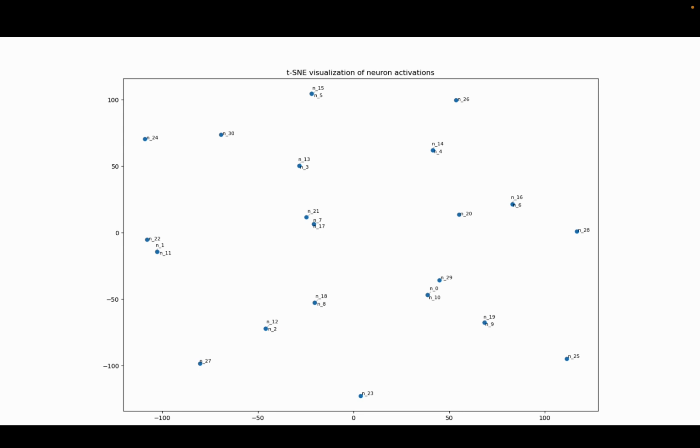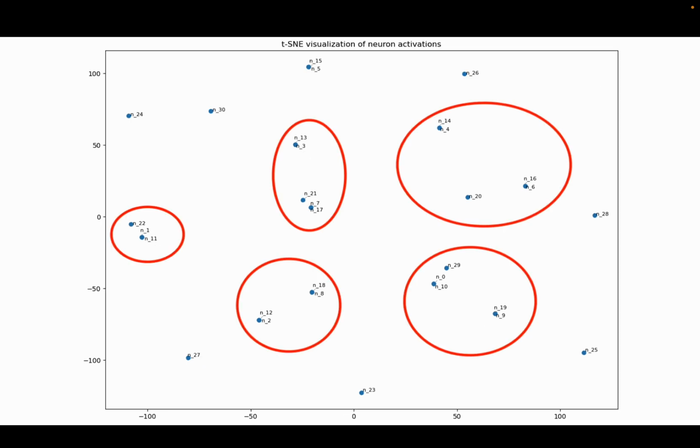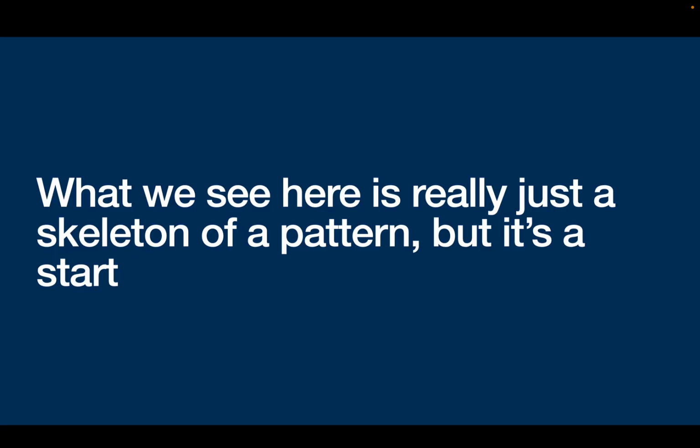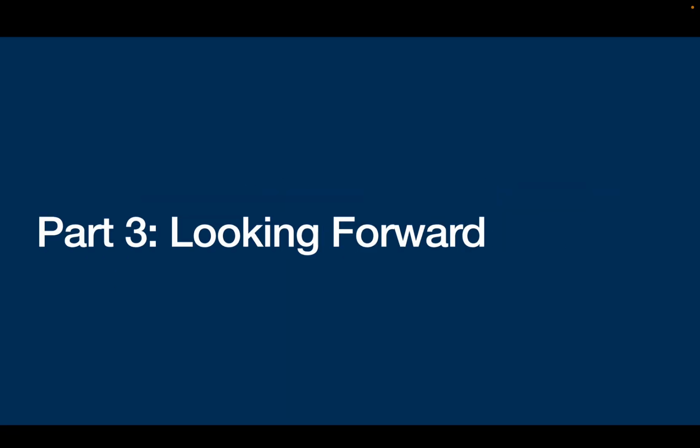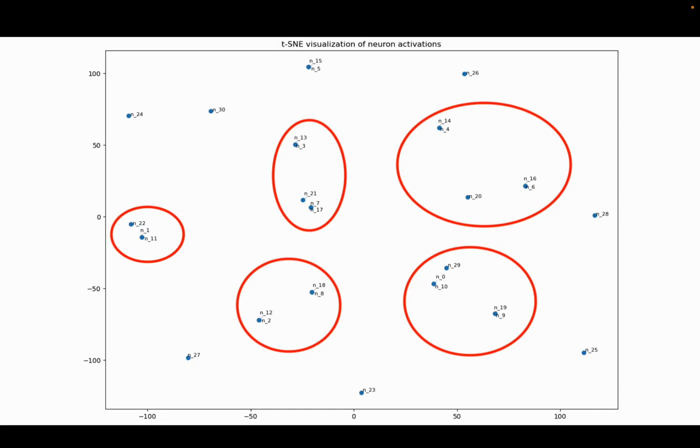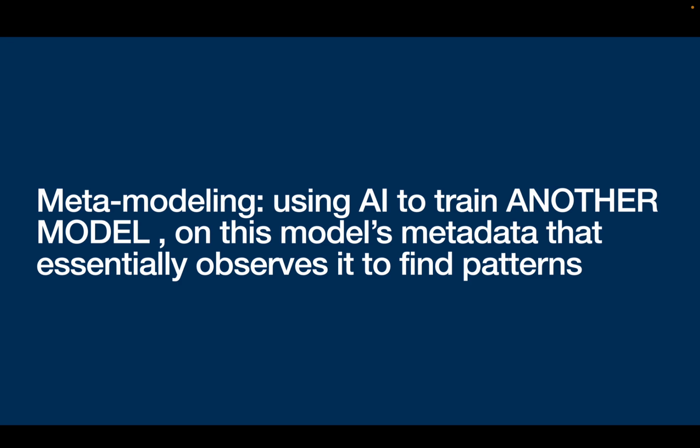And here's an example using t-SNE, where I'm trying to compare the similarity of the different neurons. And as you can see, there is some structure here. Okay, there is something to work with, even though this is just a skeleton, a start. So this whole area of meta modeling has lots of potential. Once we have that data frame, we can train any type of model on it, and we might be able to identify all kinds of patterns.